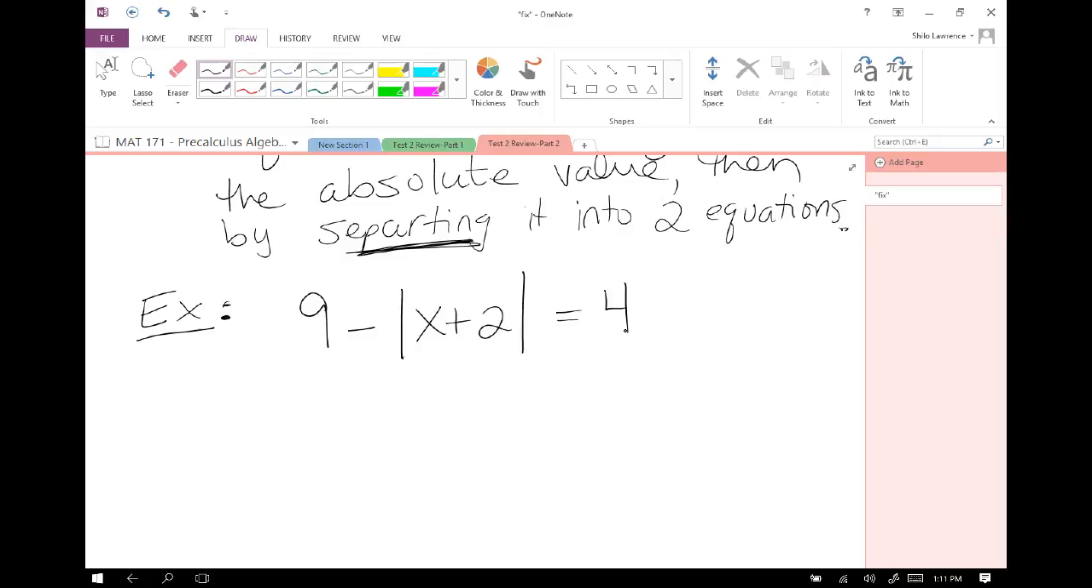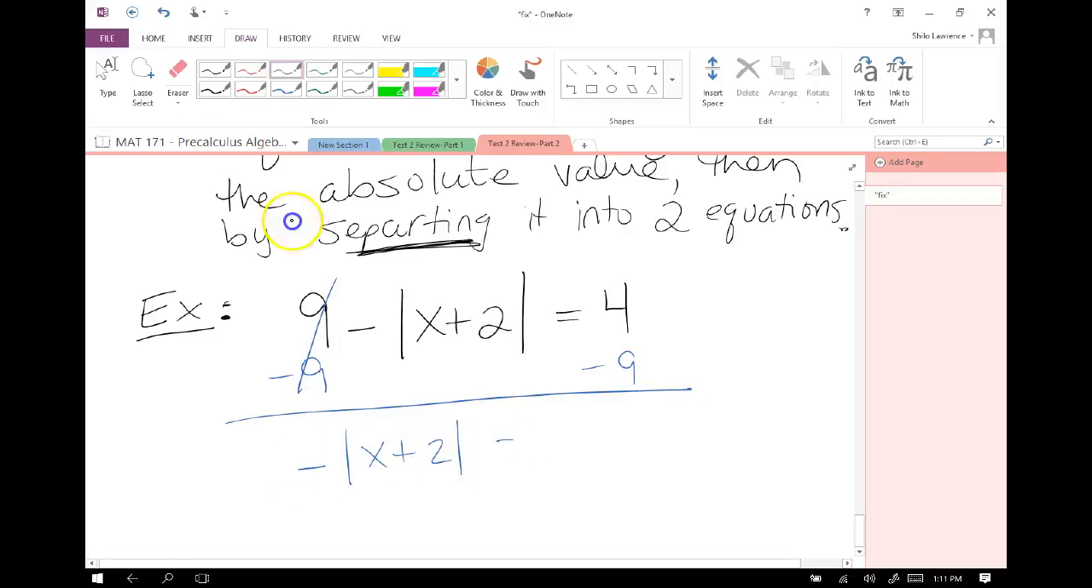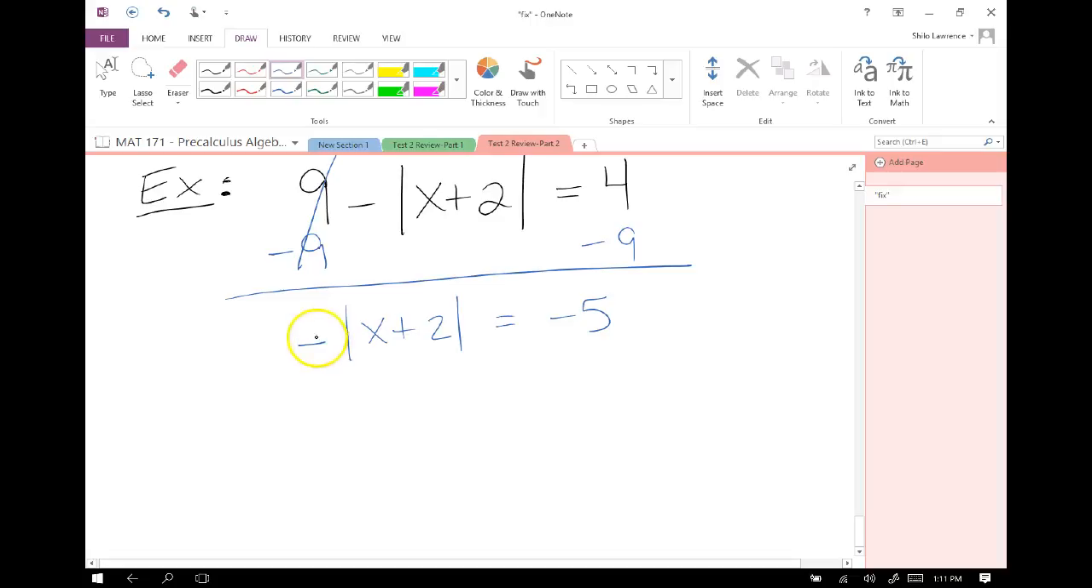I'm going to start off just using normal opposite operations to get the absolute value all by itself. So this is a positive 9 in front. So to move it, I'm going to subtract 9. So now I've got negative absolute value of x plus 2 equals negative 5. And then I also need to move that negative sign. And you can think of it as times a negative 1. So I'll divide by a negative 1. And those cancel. And now we have absolute value of x plus 2 equals 5.